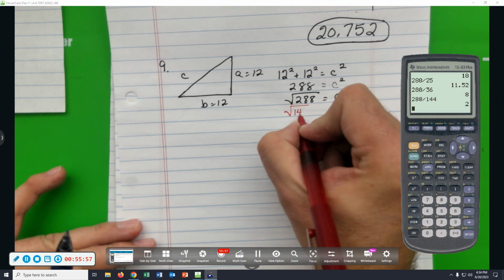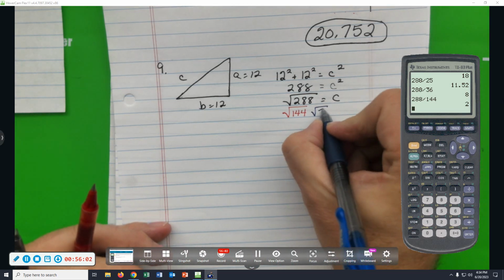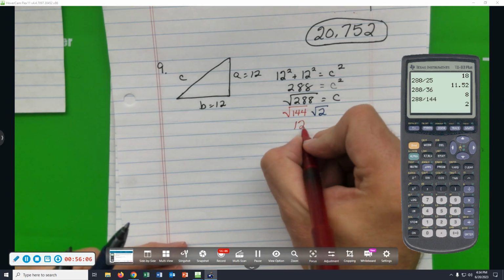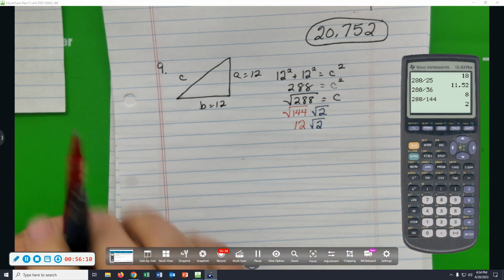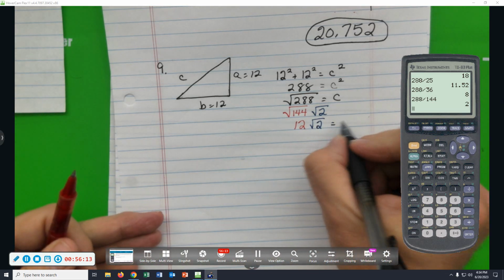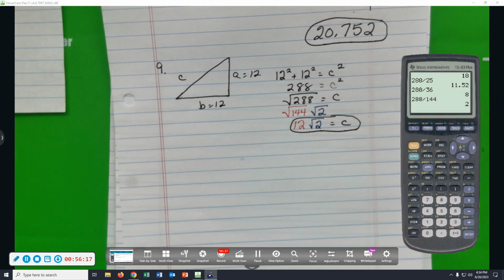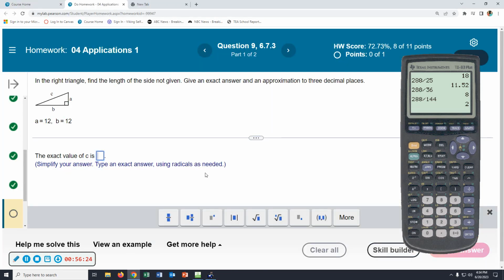the square root of 144 times 2. So this would simplify to 12 square root of 2. That'll be the exact value they want us to punch in. 12 square root of 2. Instructions here said to type the exact answer first. 12 square root of 2.